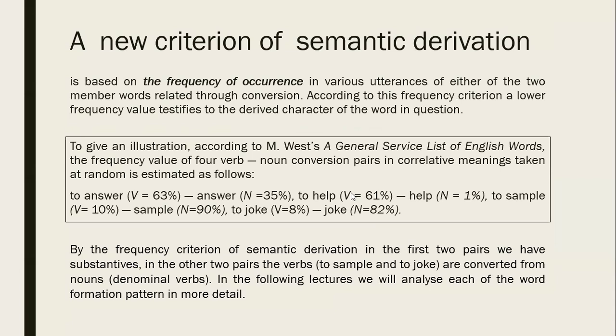A new criterion of semantic derivation is based on the frequency of occurrence in various utterances of either of the two member words related through conversion. According to this frequency criterion, a lower frequency value testifies to the derived character of the word in question. To give an illustration, according to Professor West's General Service List of English Words, the frequency value of four words, non-conversion parts of correlative pairs taken at random, is estimated as follows.